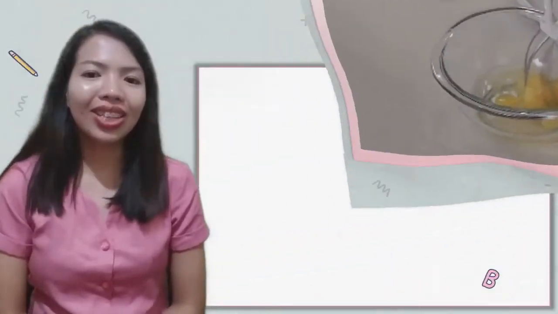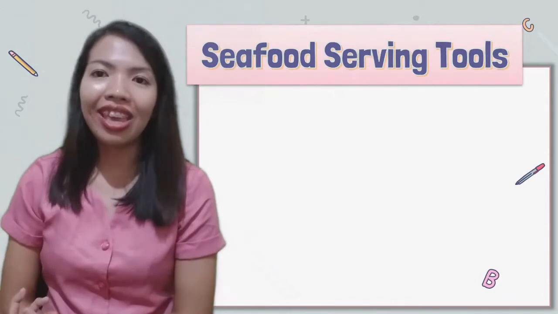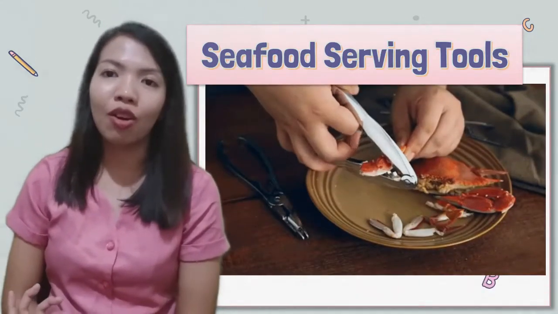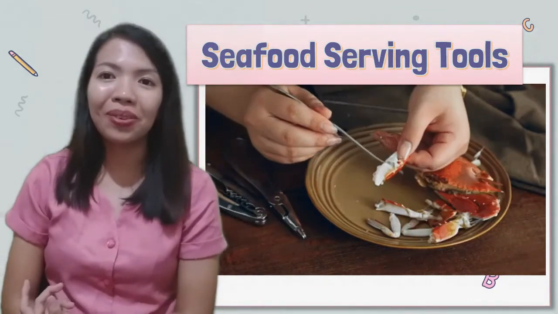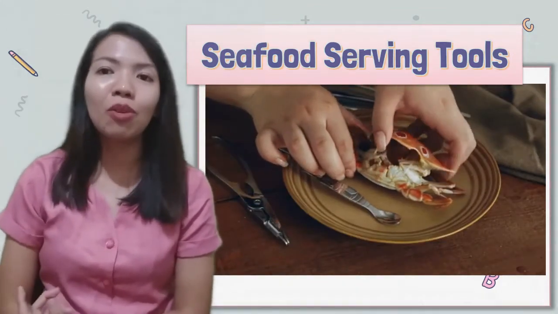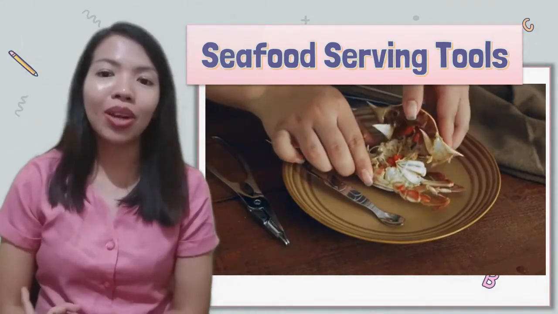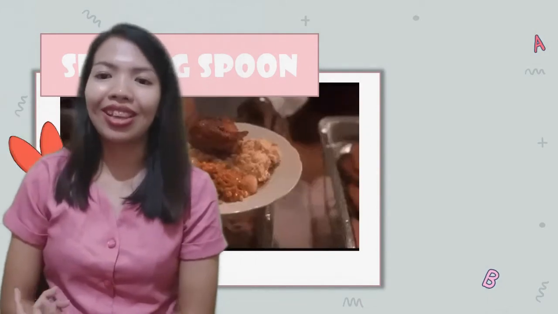Okay, so next we have the seafood serving tools. And they come in varieties of uses depending on what type of seafoods you are going to prepare. Okay, some are used for removing the shell and some are used for cleaning the seafood.